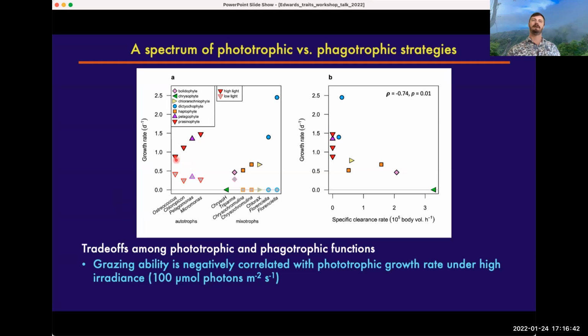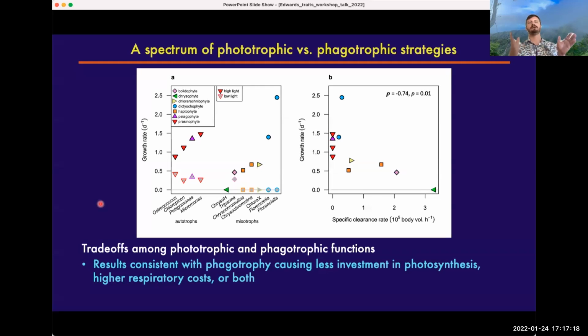And then when we look at how fast these things grow under the high light conditions, we also see that the faster grazing mixotrophs grow more slowly. So that's this correlation plot on the right here. And this one out on the end, that's the chryso H clade. It's the fastest grazer. It cannot grow at all if you don't feed it prey, and it also seems to not grow very well if you feed it prey and don't give it light. So it seems to be an obligate mixotroph. And then there are other mixotrophs that will grow, but grow slowly.